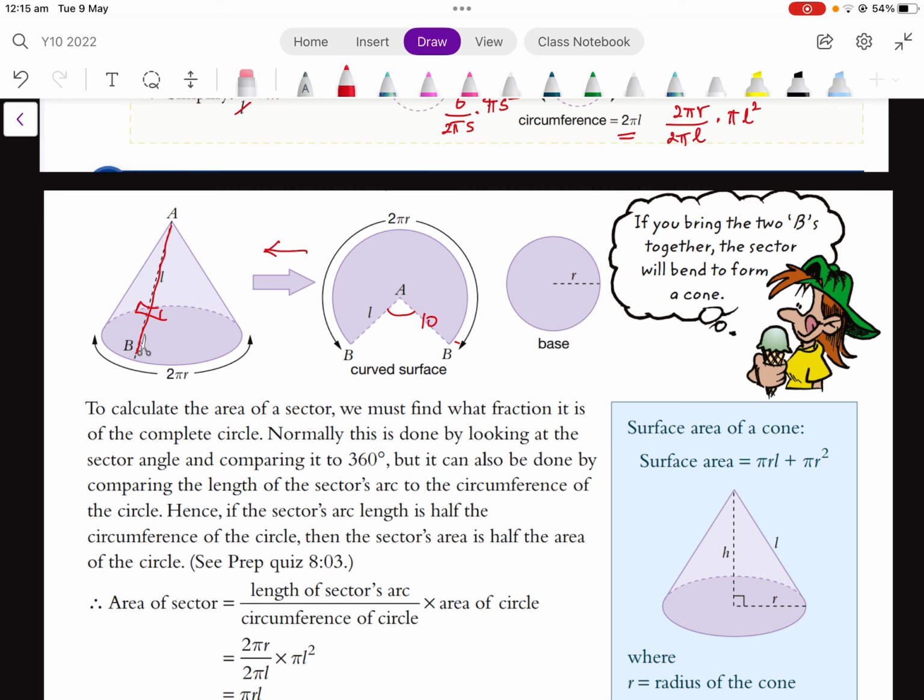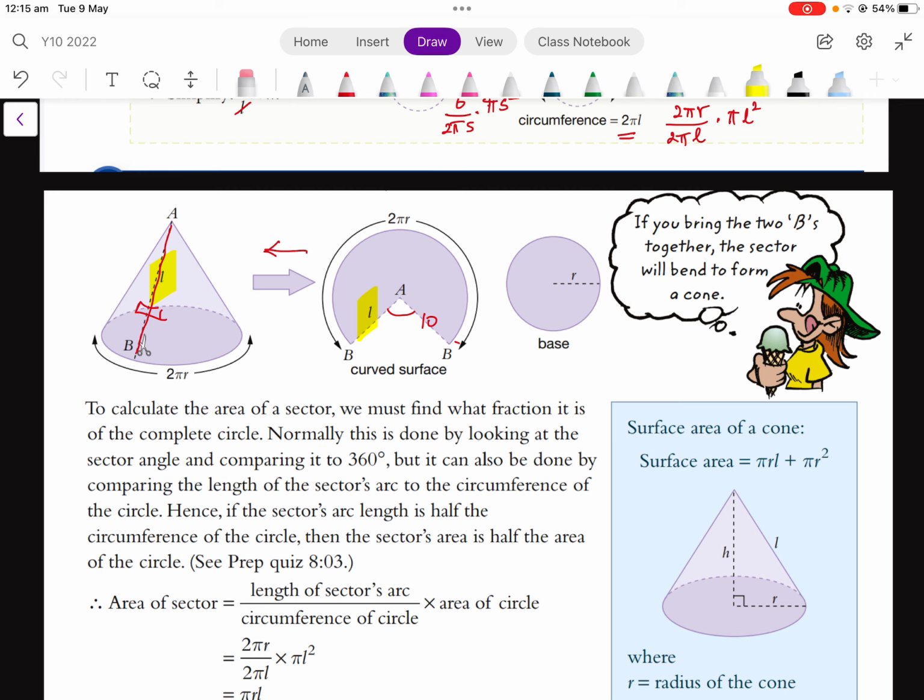Now here we have mentioned this to be L. And the reason why they've said this L is because this edge, this AB, becomes the slant height of the cone once you join these things together.